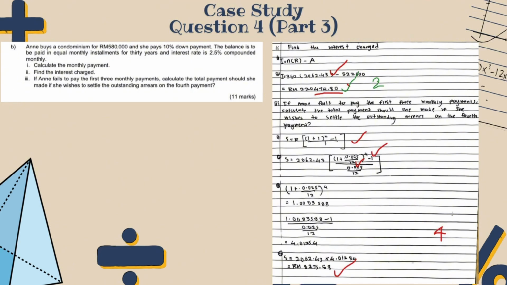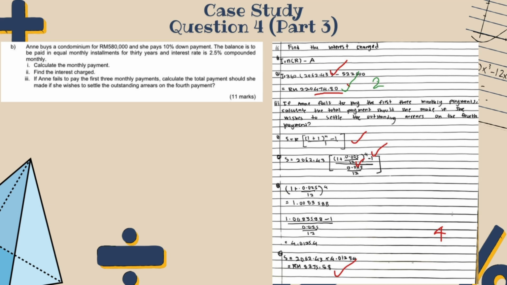Moving forward for question 4B second Roman numeral, we are required to find the interest charge. By using the formula I equals n times R minus A, we multiply 360 payments by the monthly installment of 2,062 ringgit and 43 cents, and then subtract the original amount of 522,000 ringgit. This gives us a total interest charge of 220,474 ringgit and 80 cents.